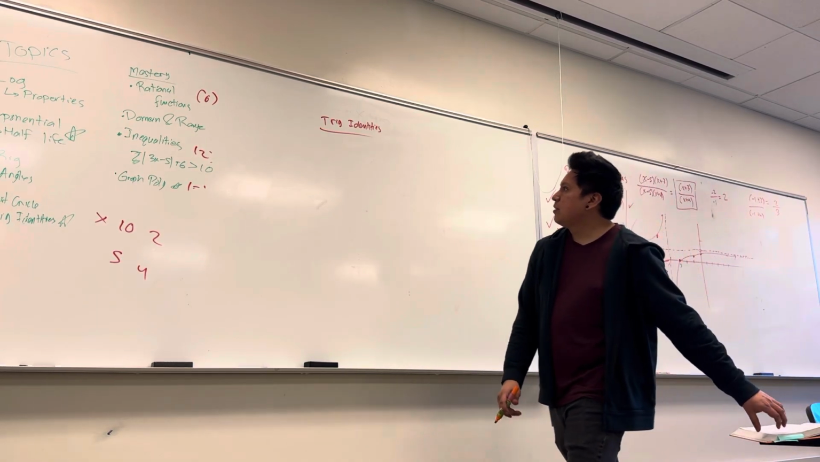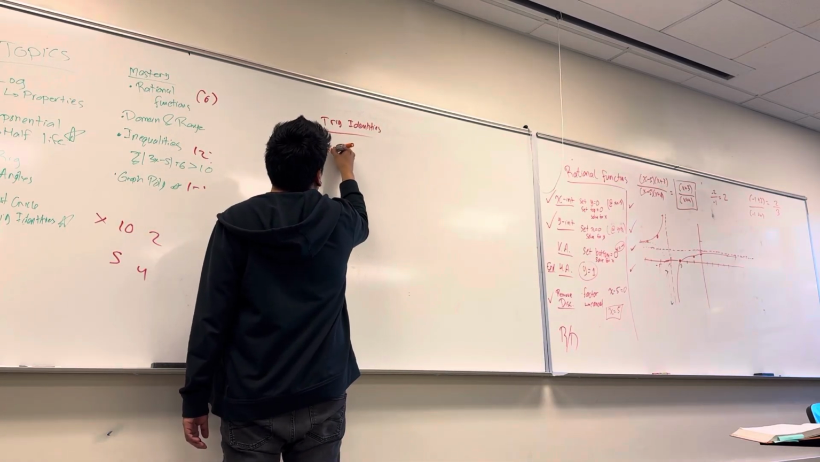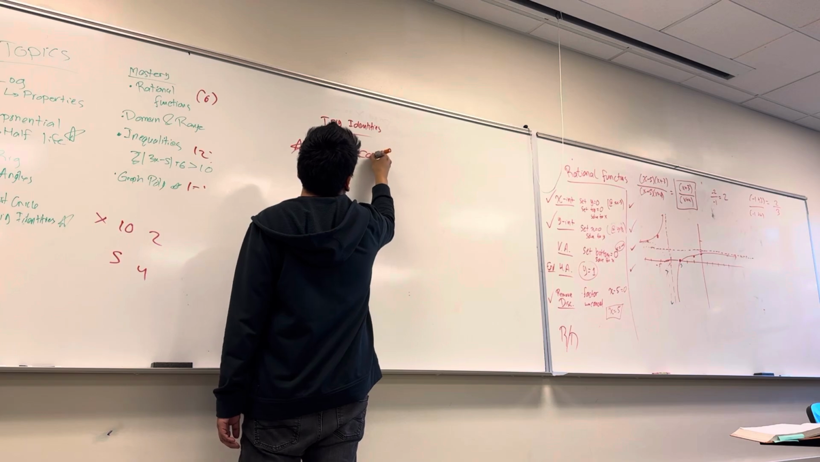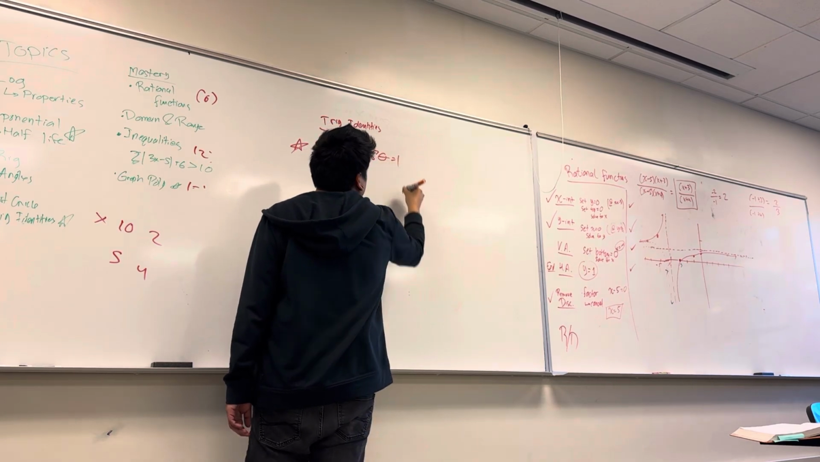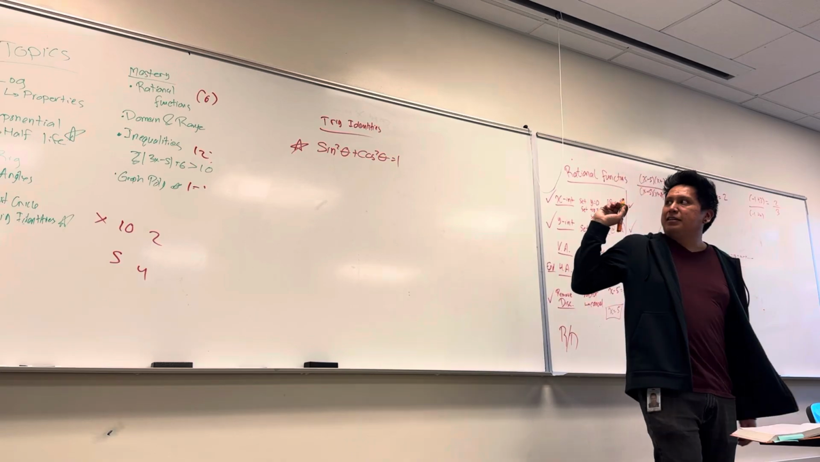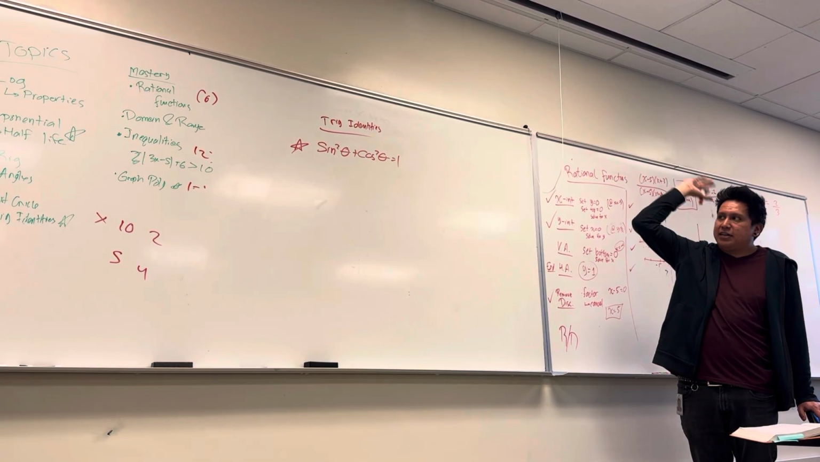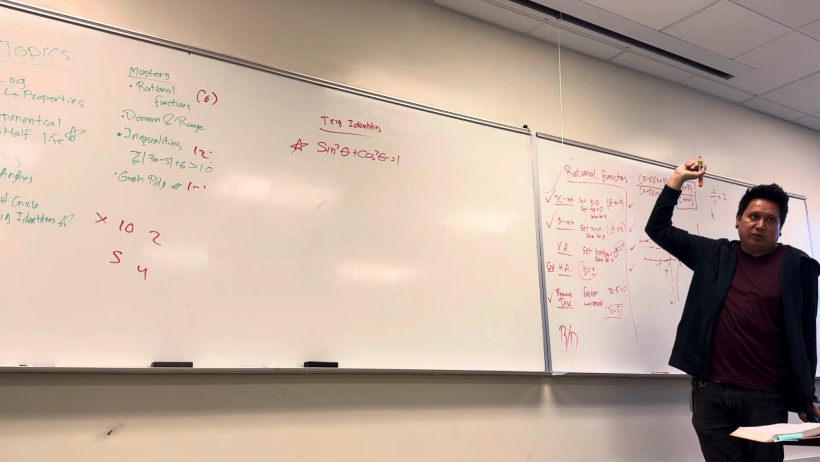Yeah. So the Pythagorean identity is probably going to be the big one. This is one you're going to have to just know. Even in future classes, you're expected to have that in the back of your mind as well. Sine squared plus cosine squared is equal to 1.